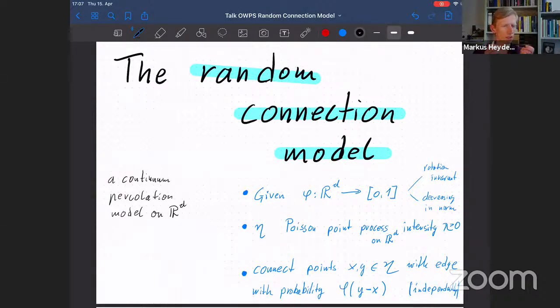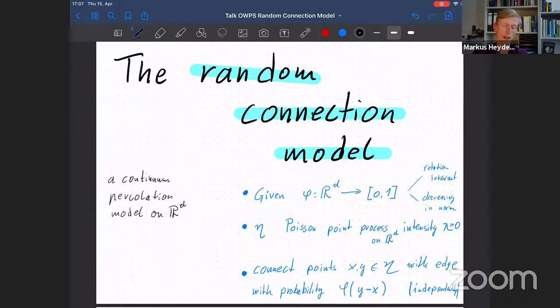I think in Peter's talk the argument of phi was only the distance between the points. Now you put in really the difference between 2 points in R^d, which is again in R^d, and so out comes a number between 0 and 1, and we want to use this outcome of phi as a probability that we put an edge between two points.